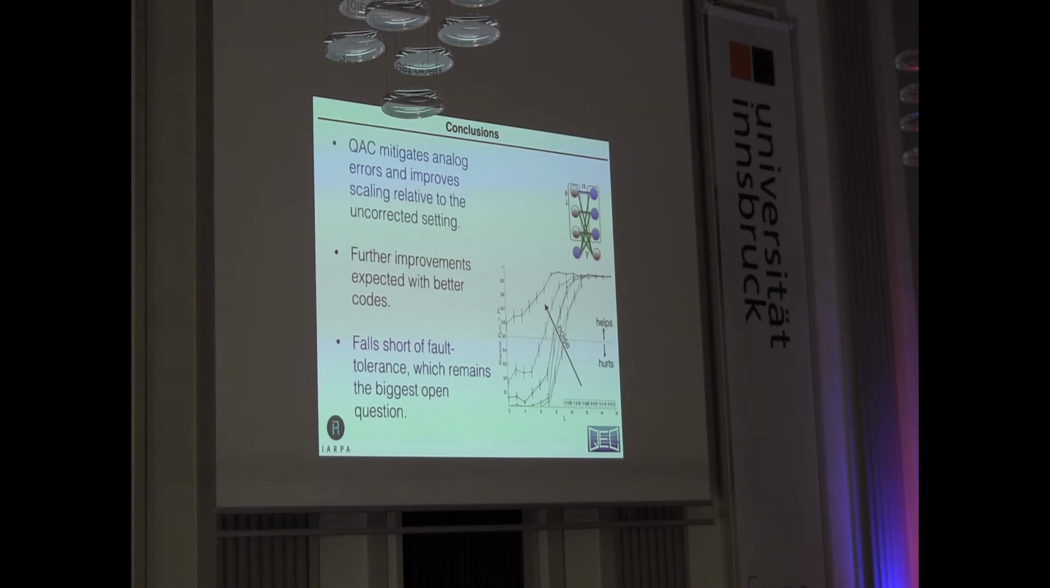And finally, I want to make very clear that while these results, I think, are encouraging, they are far from being the Holy Grail. The Holy Grail would be something like an accuracy threshold theorem, like we have in the circuit model, where we have fault tolerance. There's no such thing currently for quantum annealing, and to me, that remains the biggest open question in this field.